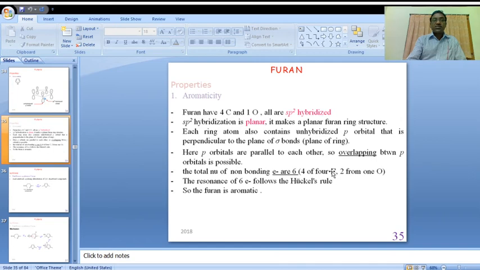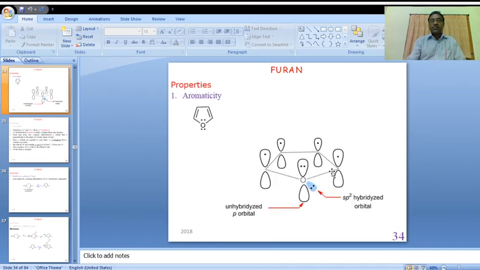Once again, please observe the structure. Here, 4 corners, 4 carbon atoms and one heteroatom, oxygen. These 5 atoms are all connected by sigma bonds, representing a 5-membered ring. It is purely a sigma bond framework.